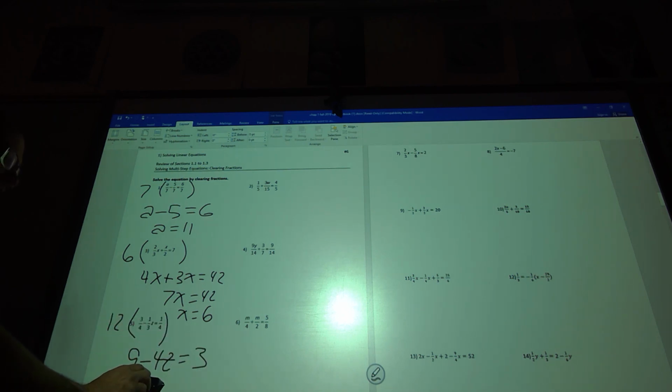Subtract 9 from both sides, so I'm going to get to -6. So z equals 6 over 4, which reduces to 3 over 2.